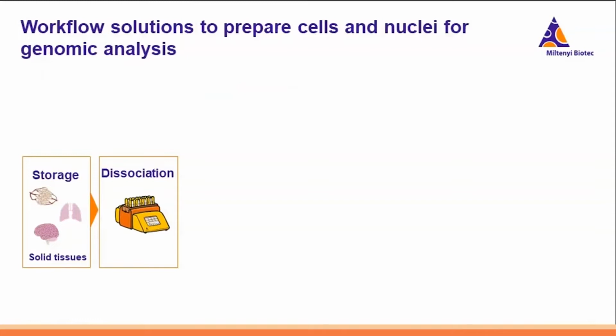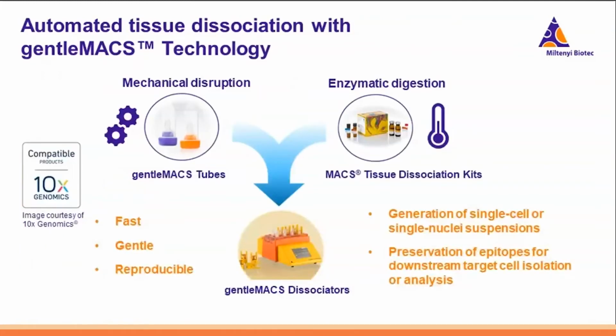So once we are ready to process the tissues, we proceed with the generation of single cell or single nuclei suspensions, depending on which of them we need for our genomic analysis. And here, gentleMACS technology is a perfect fit because it combines both automated mechanical disruption and enzymatic digestion of the tissues on the same platform. In this way, we are able to use soft mechanical forces to open up the tissues for the enzymes to react better, and also use less harsh enzymes and reduce incubation times.